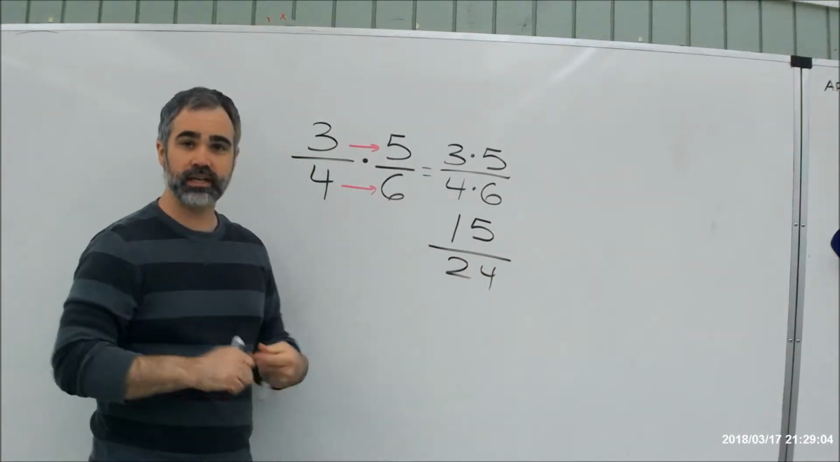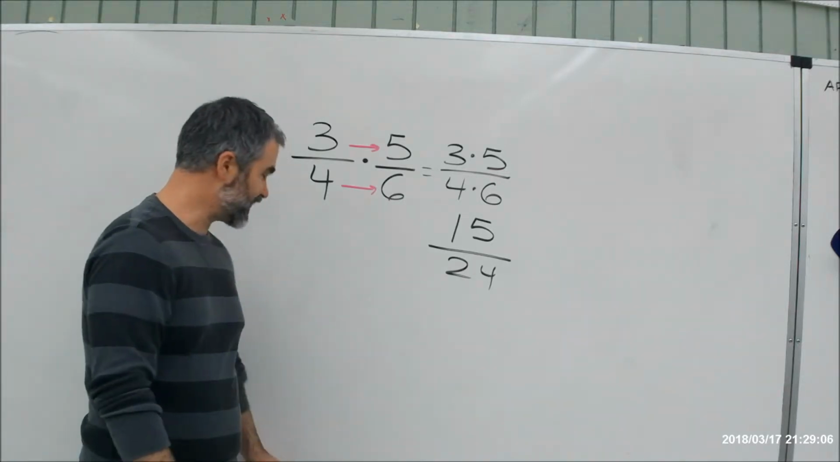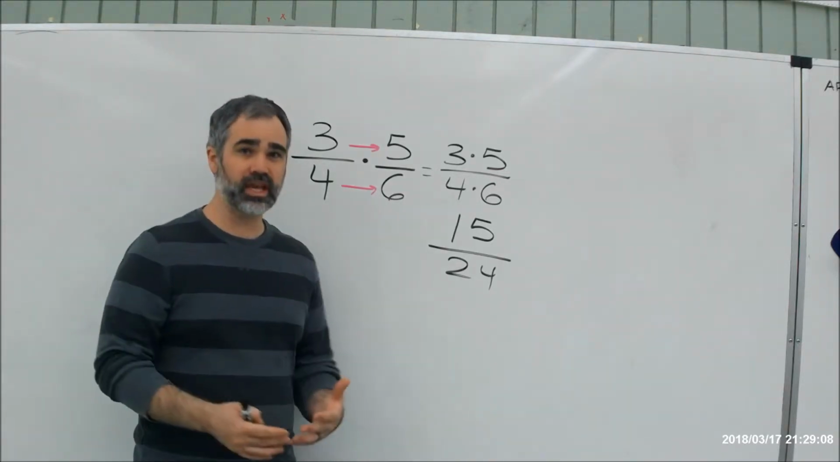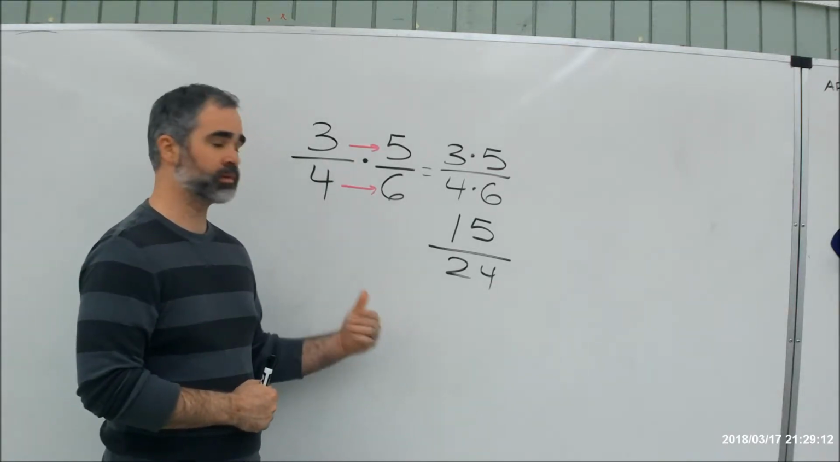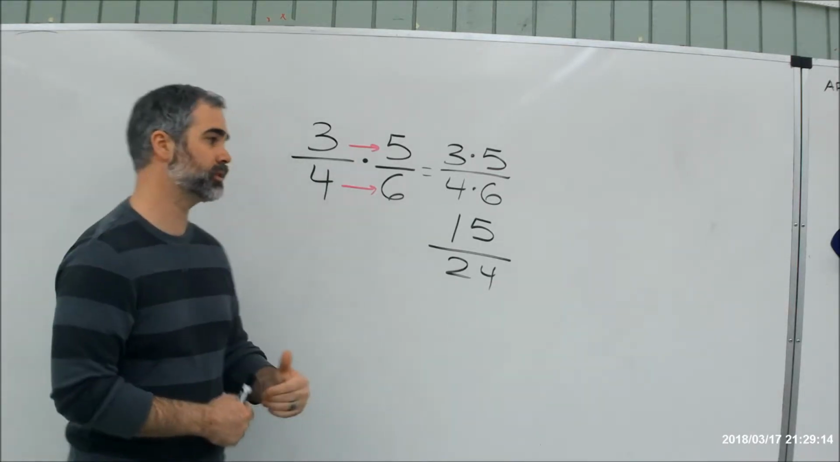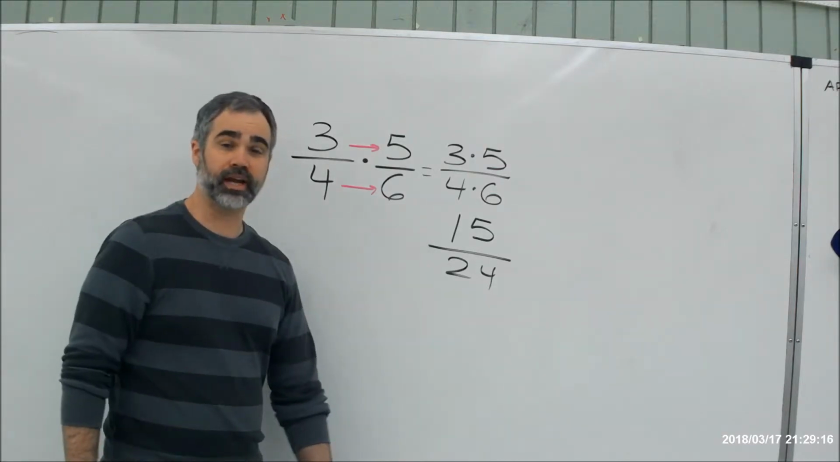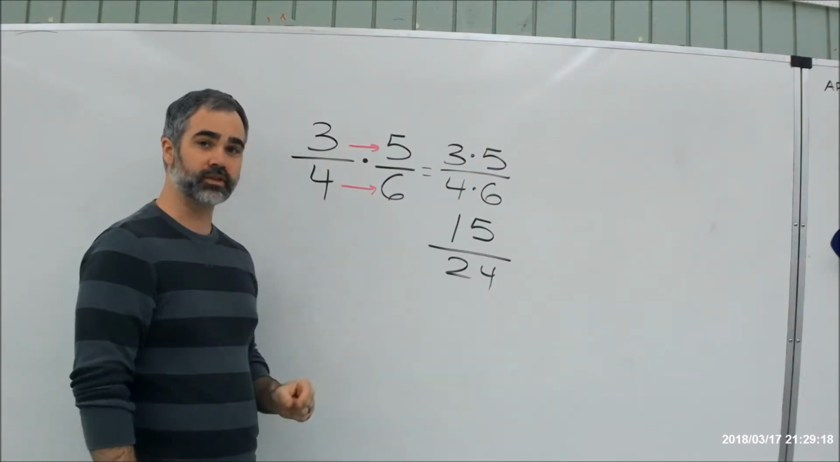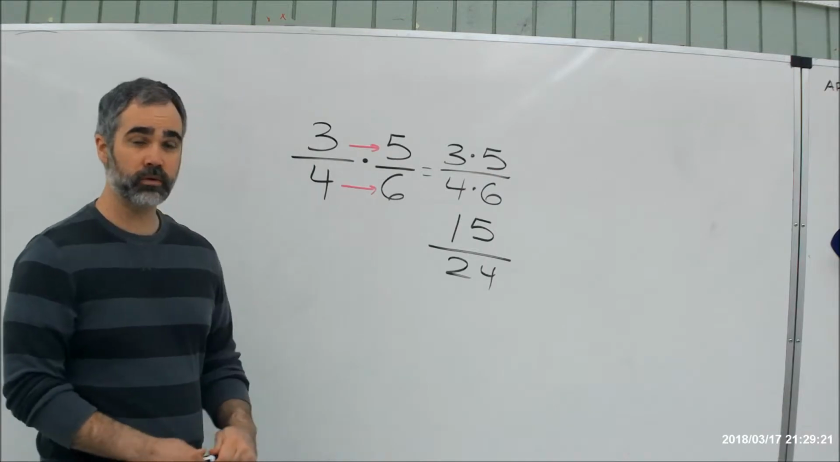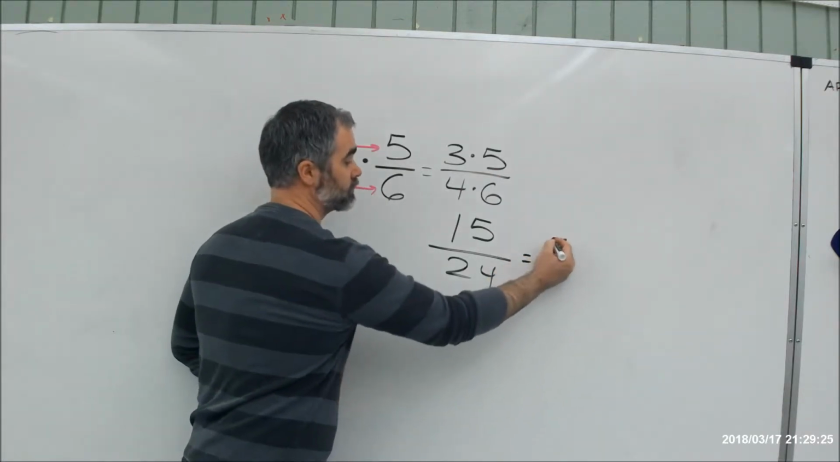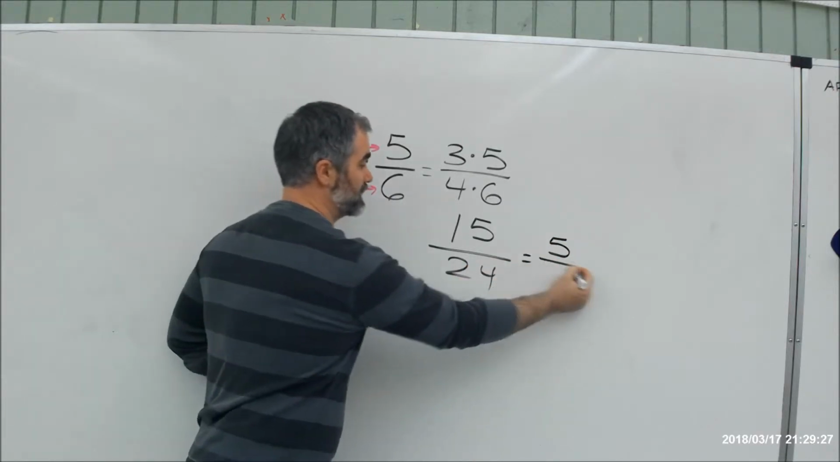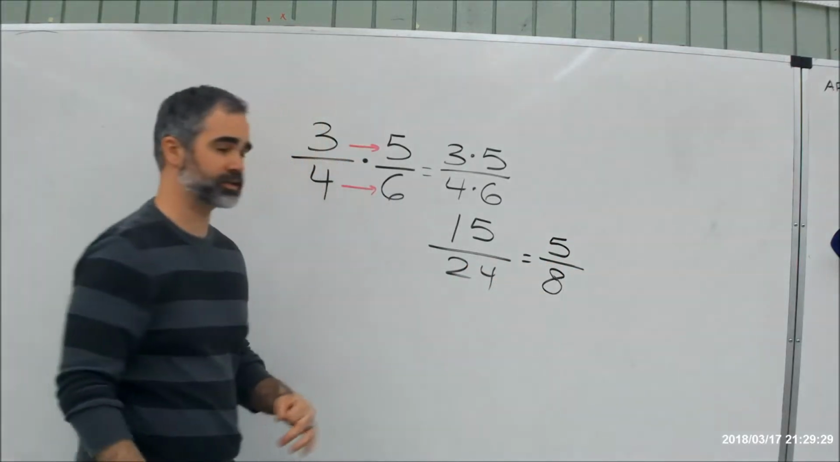Now, reducing in math is kind of a strange idea. A lot of us forget to do that. What your math teachers have probably told you in the past is to look for a number that divides evenly on the top and the bottom. Some of you probably already did that in your head. You said, well, 15 is divisible by 3, and 24 is divisible by 3. 15 divided by 3 is 5. 24 divided by 3 is 8. And that's our final answer.